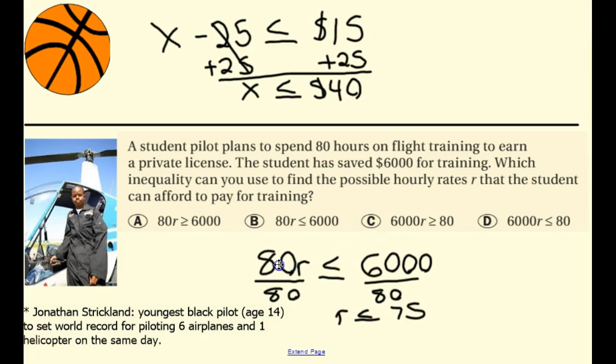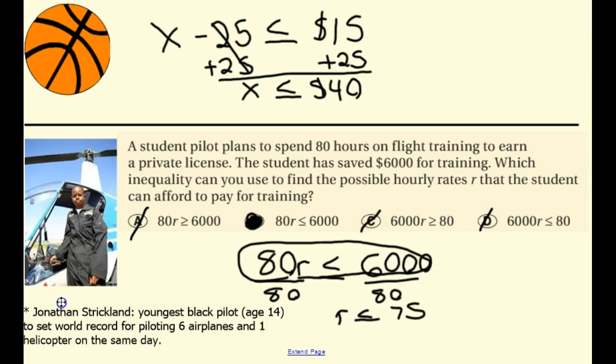What we can cancel out right away just from our inequality, can't be 6,000R, so we can cross out C and D. We decided that it couldn't be greater than, because that would mean that he would have to have more money spent up, so it can't be A. So it has to be B. So 80R is less than or equal to $6,000.